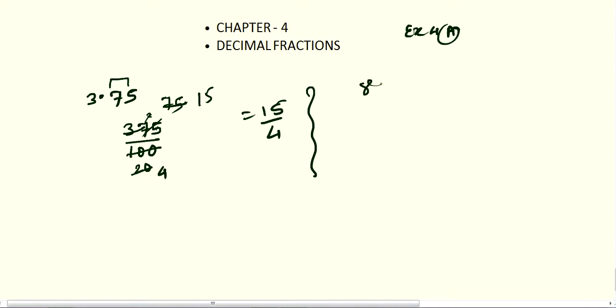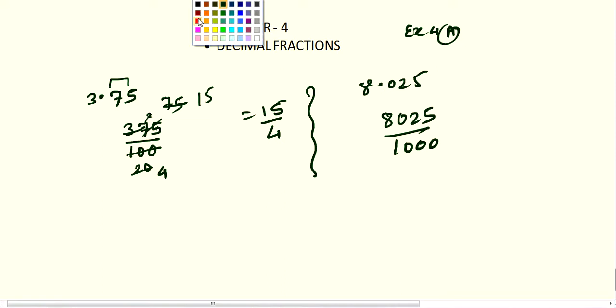One more question I am solving, 8.025. You can write this as 8025 upon 1000. Why am I writing 1000 in the denominator? Because after decimal I am having 3 places. So now reduce this. 5 1s are 5, 3 remaining, this 0 will become 30, 5 6s are 30. Now this 2 is not divisible, so 5 0s are 0, then this 25 will be like 5 5s are 25, 5 2s are 10, 5 0s are 0, 5 0s are 0.